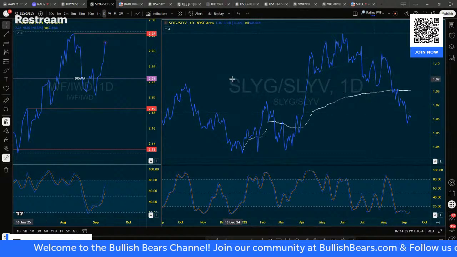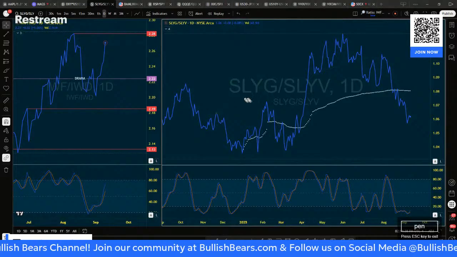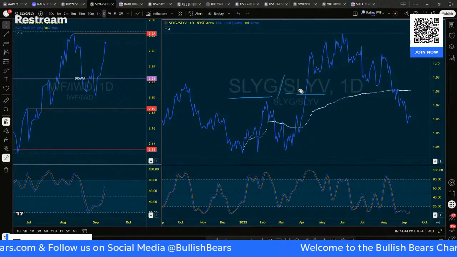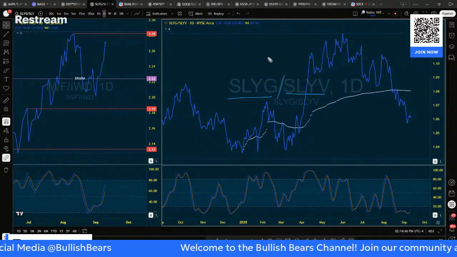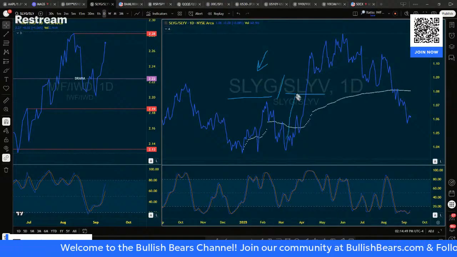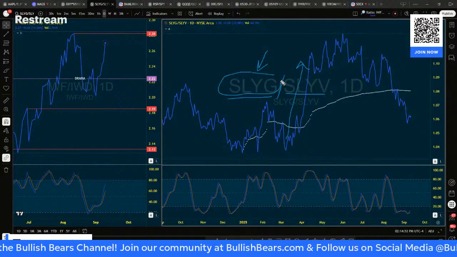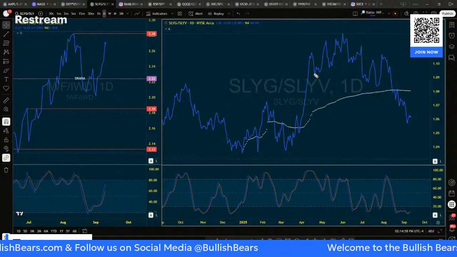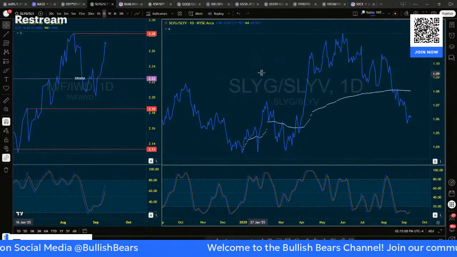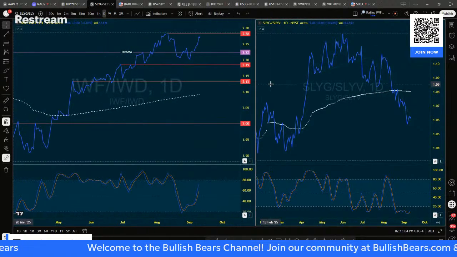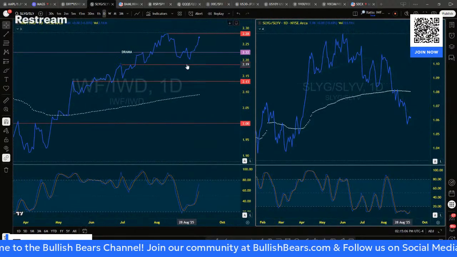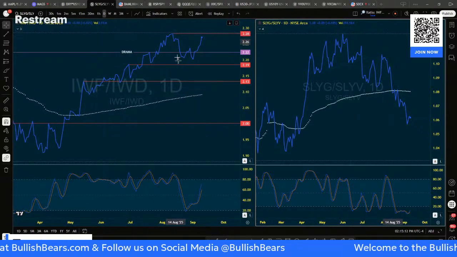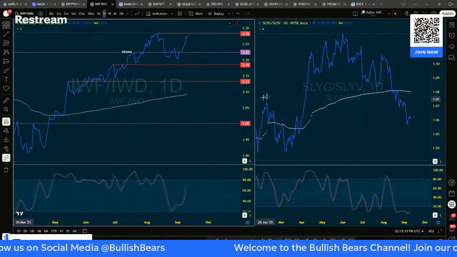If you're unfamiliar with how to read a ratio chart, you've got two products. So we got SLYG and then we got SLYV. Since this name is first, if the chart is going up, that name is doing better. If the chart is going down, then the other name is doing better. That's the easiest way to figure out how to read a ratio chart, or to see who's outperforming, who's in control. So IWF, if this is pointed up, then IWF is in control. If it's pointed down, IWD is in control. The way ratio charts work.